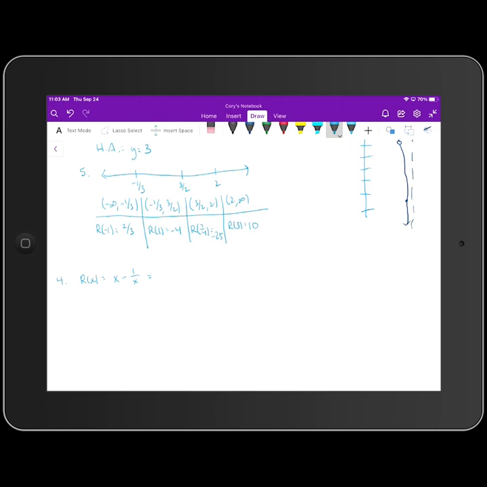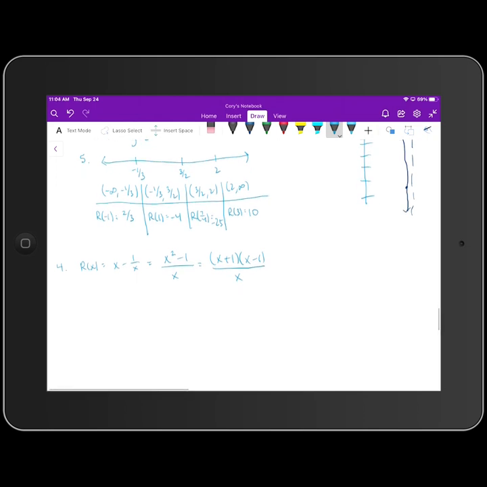So if I get a common denominator of x, this rational function becomes x squared minus 1 over x. And then I want to check and see if this is in lowest terms. So the numerator factors to x plus 1 times x minus 1 all over x. Okay, so that is in lowest terms. All right, so we're just going to work through our steps here really quickly. So for number 1, the domain is the set of x such that x can't be equal to 0.